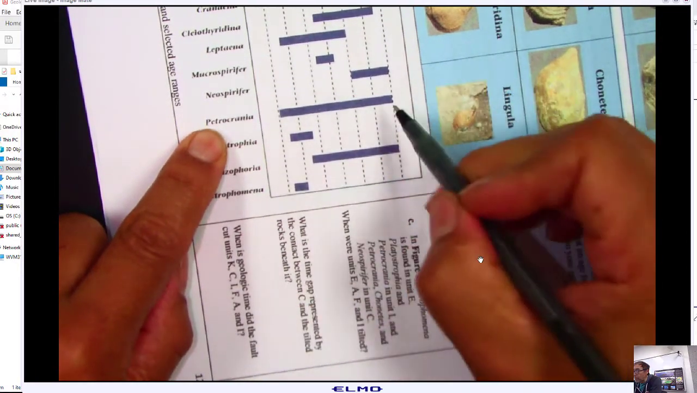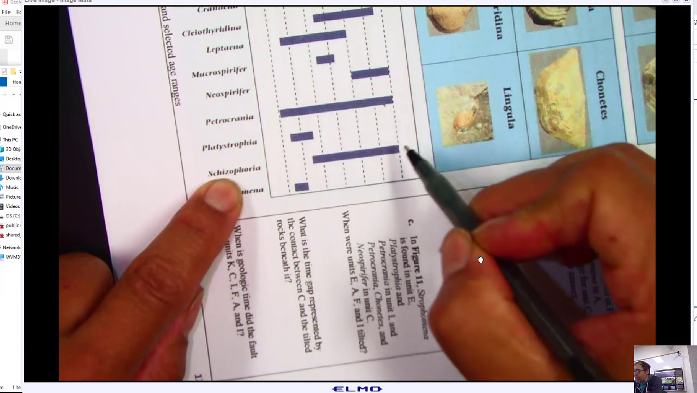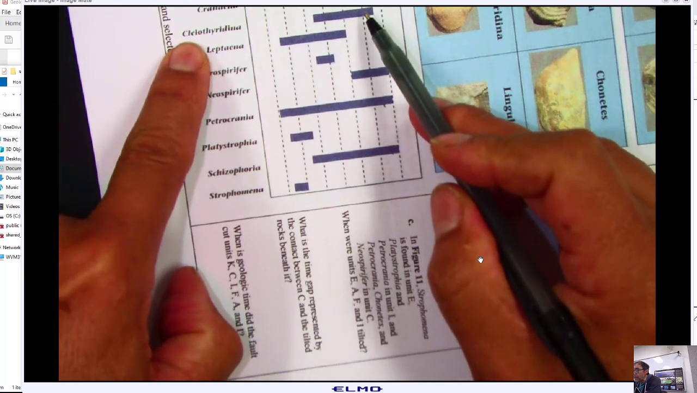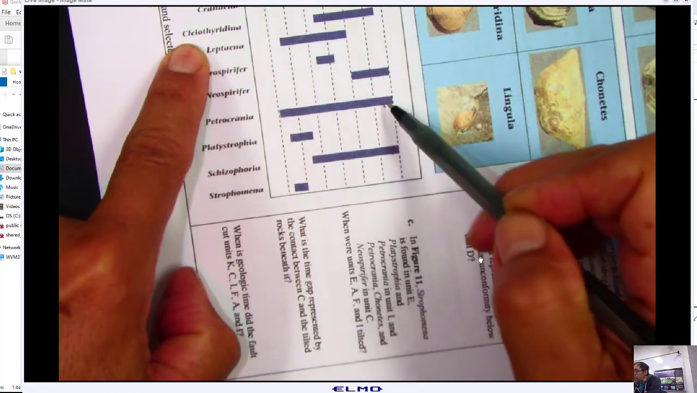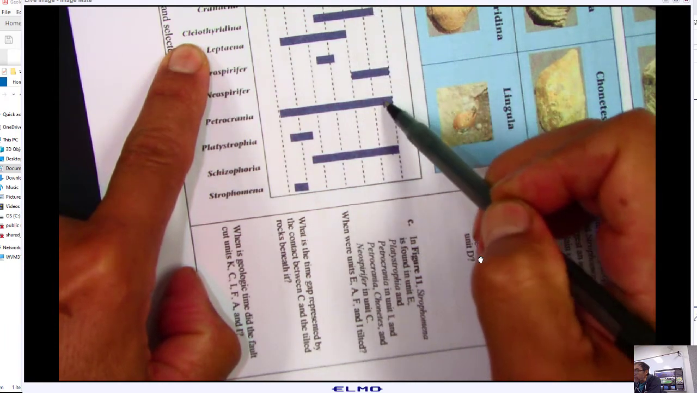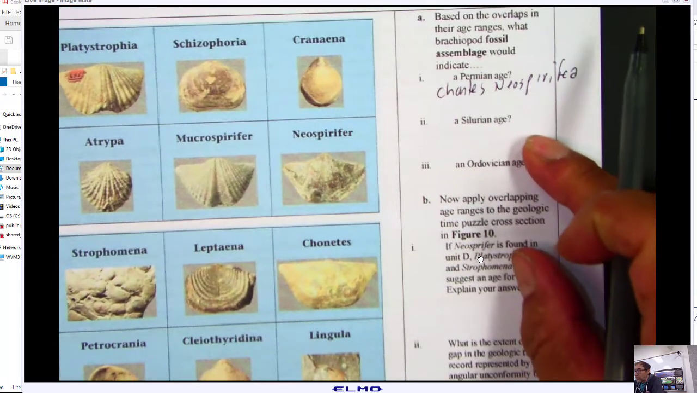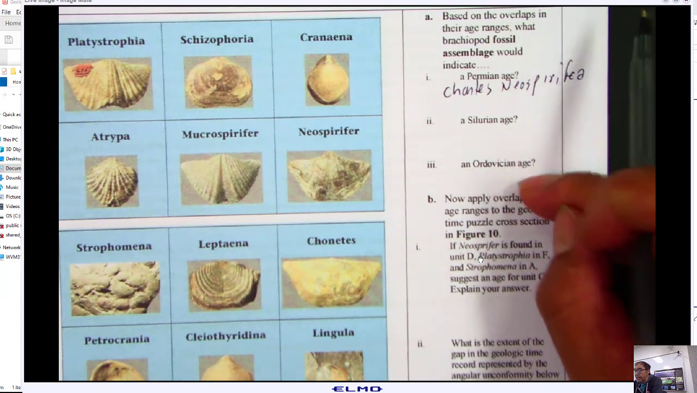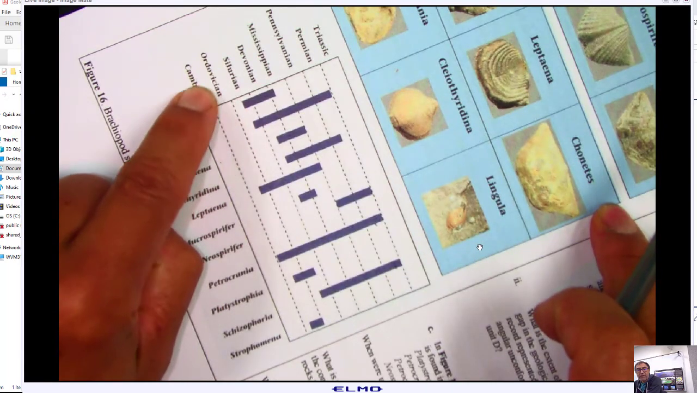You could also pick Petrocrania. Here's another one because it goes into the Permian, and Schizophoria, which is another one that goes into the Permian, right? I guess you could pick this Cleotheridina, but it's only partly into the Permian. But certainly these three cover the entire Permian, right? So you can do the same thing for Silurian. Pick any two or three brachiopods that would be Silurian in age. Do the same thing for Ordovician. So just go over here and pick some of these that fill in the right time period, either Ordovician or Silurian.